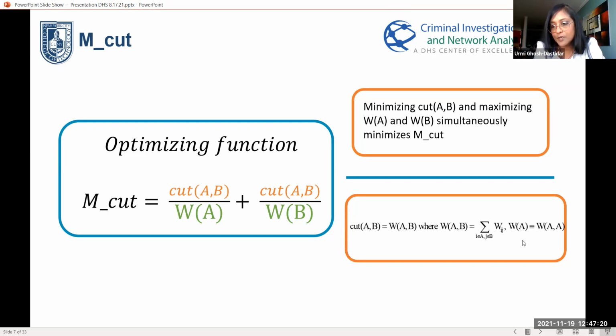And if you look here, W(A, A), that is, if you put A instead of B, you're basically looking at the weights among two different nodes within the same cluster. So what we try to do is minimize the cut, because that gives you a measure between nodes belonging to two different clusters, and maximize the within-cluster weights.